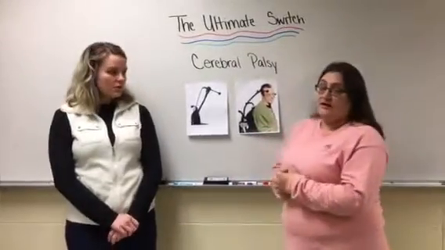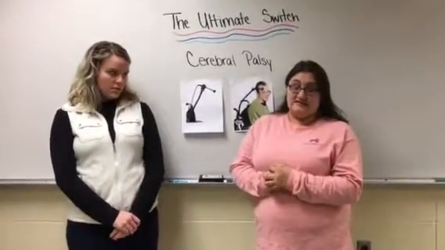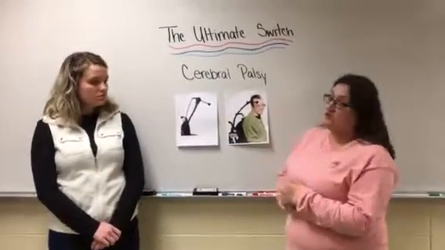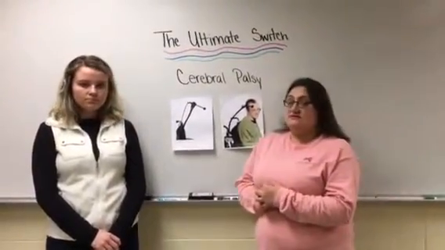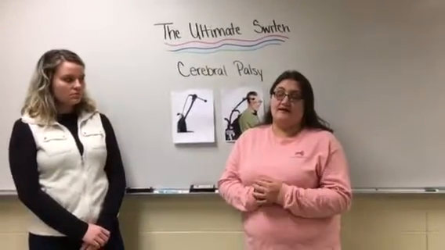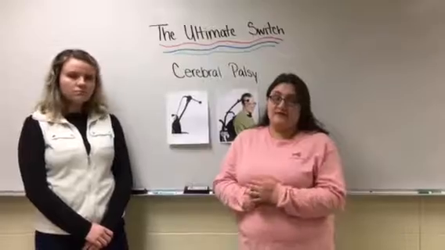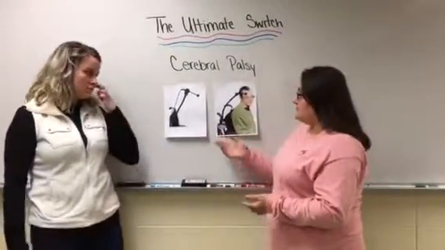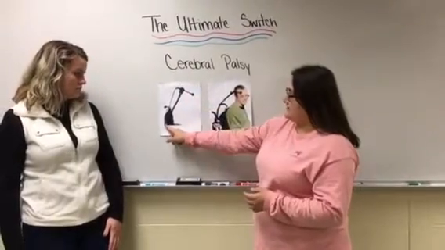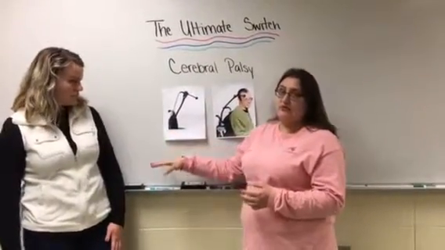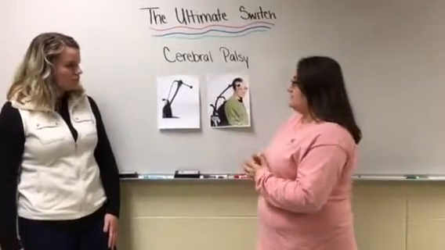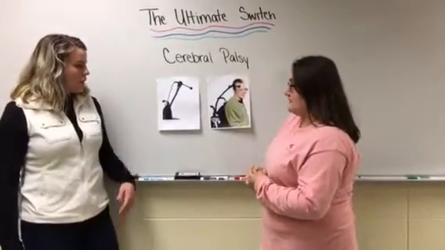And our assistive device that would assist someone with CP, we're going to be talking about the Ultimate Switch. The Ultimate Switch is a high-tech assistive device. It ranges from about $80 to $200, so we do not have one today. We do have a couple of pictures. This is the device here, and it'll attach to a wheelchair, to a table, a stationary chair.